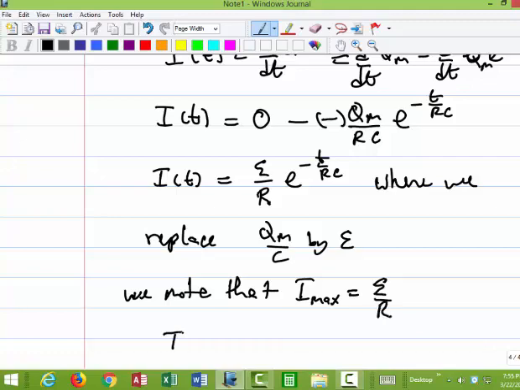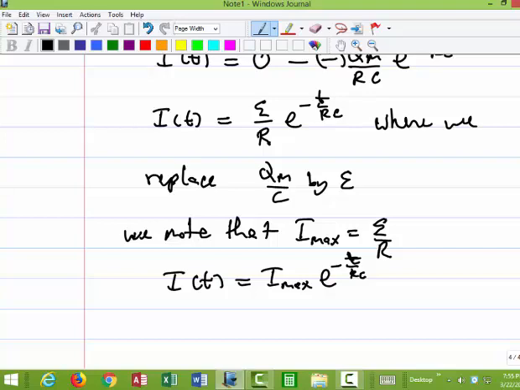So we can say that I of t equals I max e raised to the power minus t over RC. Okay, so that's your current through the circuit. So we now have charge and current in the circuit. This is for when you are charging the capacitor.